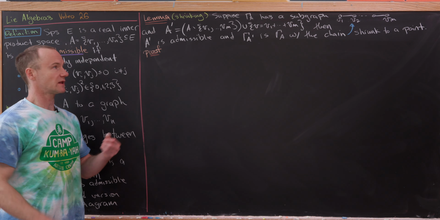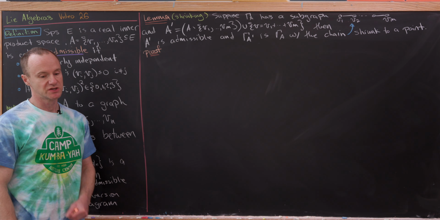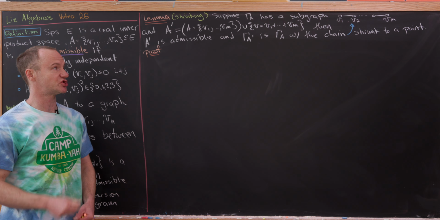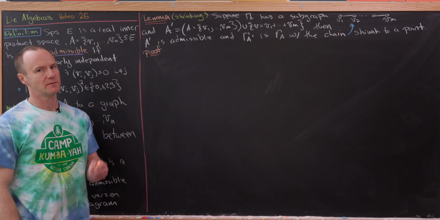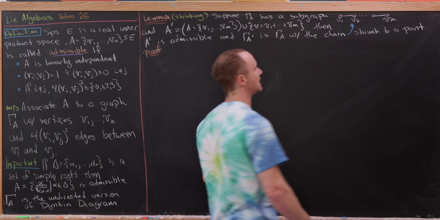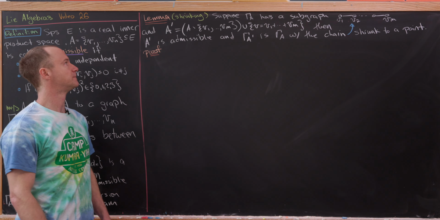Okay, now let's move on to probably one of the most important lemmas for our upcoming technique. All right, so now, like I said, a really important lemma, it's going to be called the shrinking lemma. So it starts like this. Let's suppose that gamma of a has a chain subgraph. By a chain, I just mean this line here. So it's v1, v2, up to vm, and they're all connected by a single edge as I've drawn.